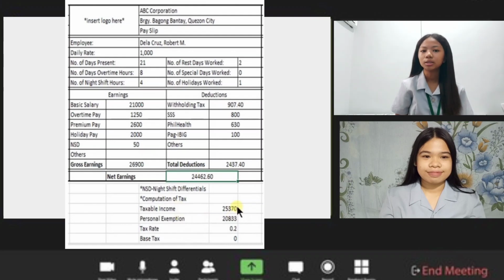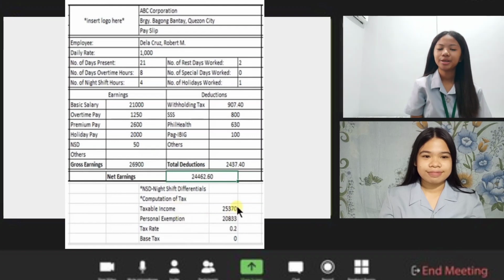Then you will get a total deduction when you add all the deductions, which is the withholding tax, SSS, PhilHealth, and Pag-ibig. And that is 2,437.40 pesos. Therefore, his net earnings is 24,462.60 pesos. You need to subtract the total deductions from the gross earnings, which is 26,900 minus 2,437.40 pesos. And that would result in 24,462.60.